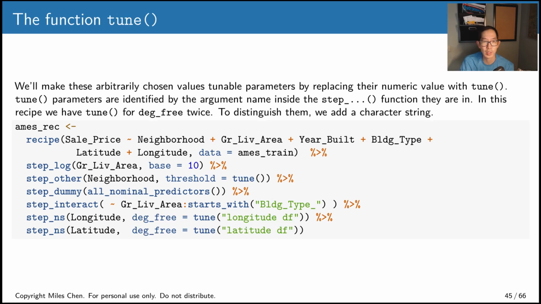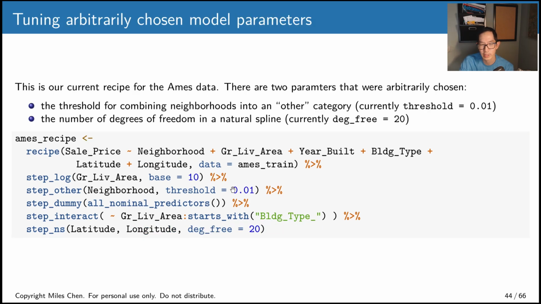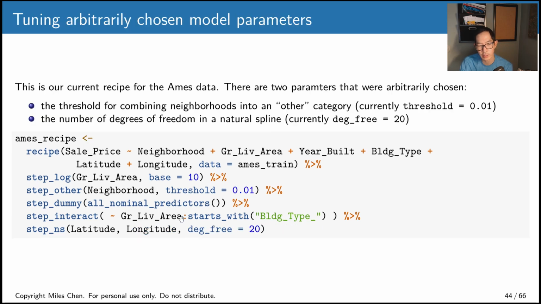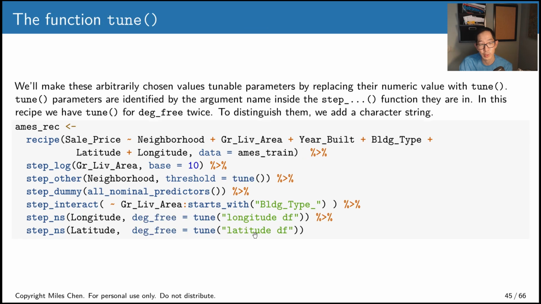And so what we can do instead is we can create tunable parameters, okay? And so rather than having a number, 0.01, we put in tune. And then we'll do longitude and latitude separately, okay? And the degrees of freedom, rather than just putting in the number 20, we'll put in tune, okay? And we'll give it a little name here, okay? So we have degrees of freedom tune. We're going to call it longitude df, and then we'll have degrees of freedom tune latitude df, okay? And so we will have tunable parameters here.